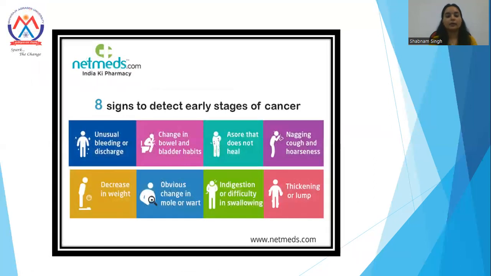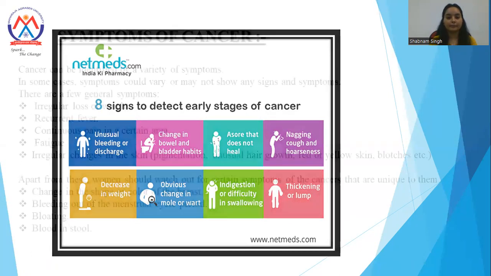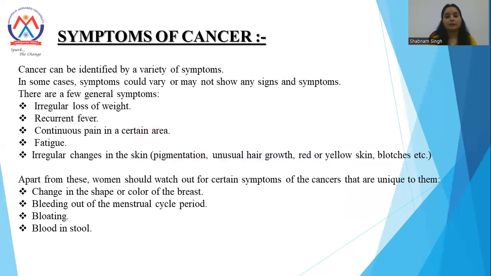So here we will look at eight signs to detect the early stages of cancer. If these happen, you should worry that something is not normal. Here: unusual bleeding or discharge, change in bowel and bladder habits, a sore that does not heal, nagging cough and hoarseness, decrease in weight, obvious change in a mole or wart, indigestion or difficulty in swallowing, thickening or lump. So these are a few symptoms of cancers.